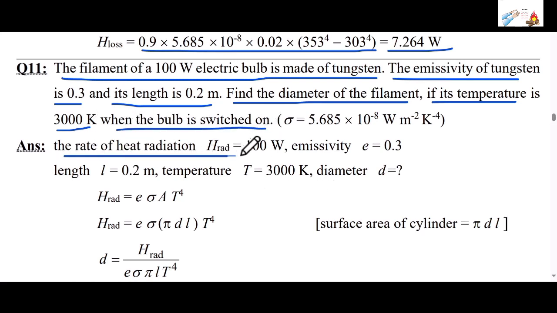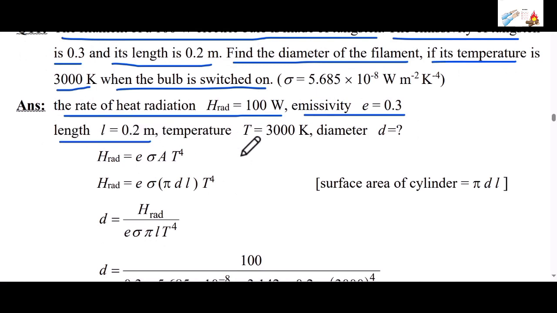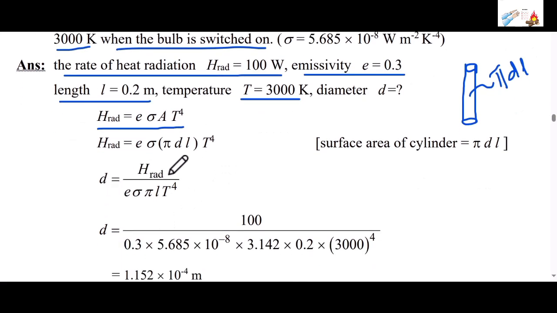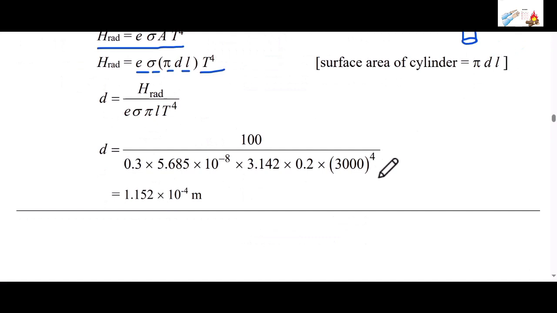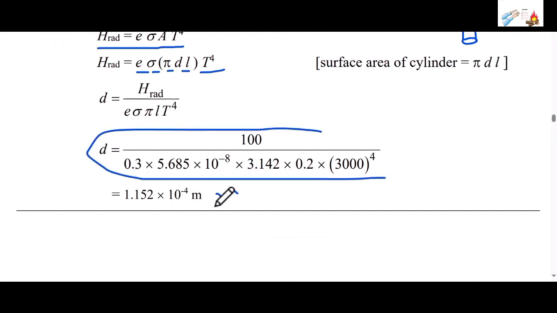Alright, the rate of heat radiation: emissivity is 0.3, length is 0.2 meter, temperature is 3000 Kelvin. H radiation is sigma A T^4 with emissivity, that is H = e sigma A T^4. The tungsten filament is a cylinder, so the area is pi d L. Substituting the area pi d L into T^4, we get the diameter.